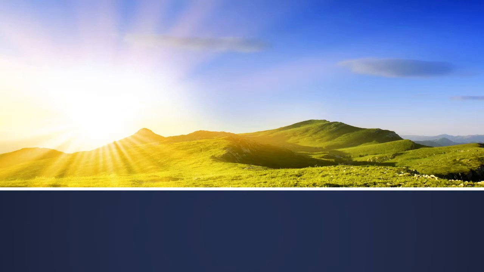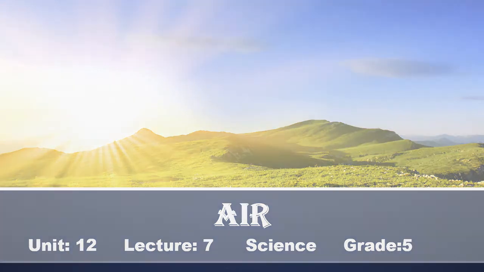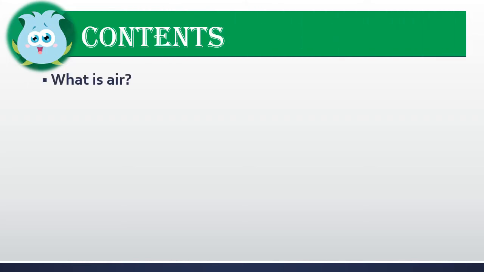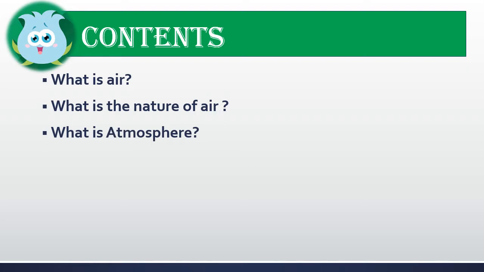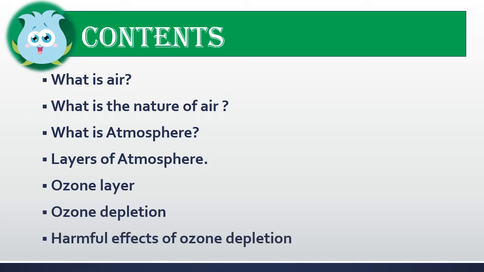Assalamu alaikum everyone. Today we are with lecture 7 of grade 5 science series lectures. This is from unit 12 air. In today's lecture we will see what is air, what is the nature of air, what is atmosphere, layers of atmosphere. Then we will know about ozone layer, ozone depletion, and finally we will see some of the harmful effects of ozone depletion.